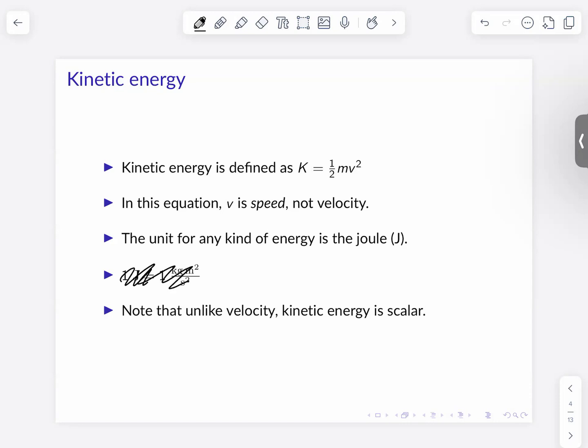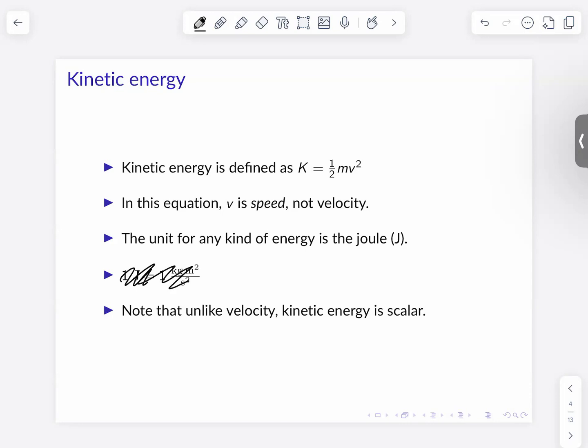Here we go. Kinetic energy is half mass times speed squared. Please note speed, not velocity. We don't care about direction with energy. We just care about the total motion. Also note, energy itself is a scalar.